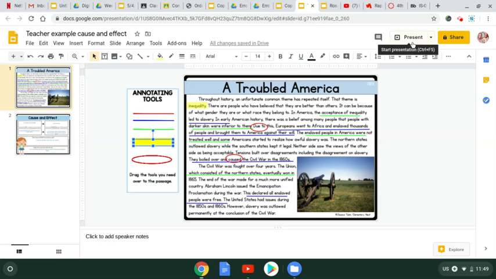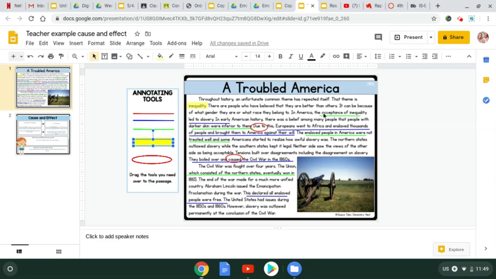Now, if you hit the present button, I want to remind you that the annotating tools will disappear. So if you want to be able to use these, you're going to have to leave it in this view as what you're looking at on my computer right now. For green, I told myself that was going to be the causes and the blue was the effect. So I'm just going to do one because of my time limit.